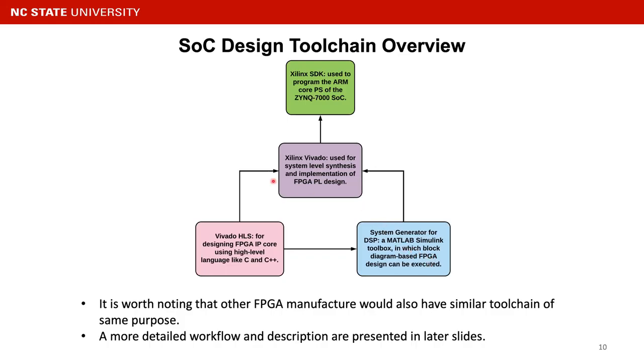And then we have Xilinx Vivado, which is used for system level synthesis and the implementation of the FPGA PL design. And finally, we have the Xilinx SDK, which we will be using to program the ARM core PS of the Zynq SoC. It is worth noting that other FPGA manufacturers will also have similar toolchains for the same purpose. And in later slides, we will dive deep into this toolchain.